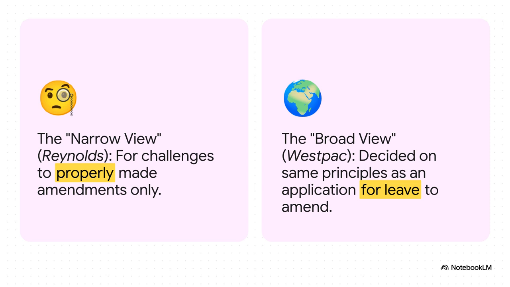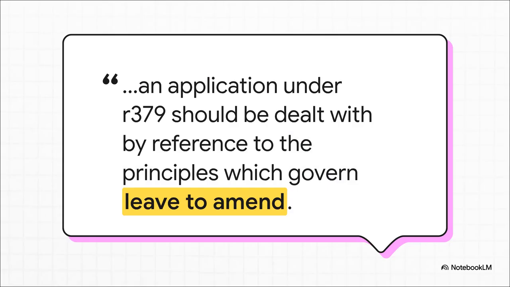But then came the broad view in Westpac v Hughes, and this view says, hang on, that's inefficient. A disallowance application under Rule 379 should just be decided on the exact same principles as an application for leave. It avoids two separate court fights and gets right to the heart of the matter. Should this amendment be allowed or not? And this quote right here confirms the modern approach.